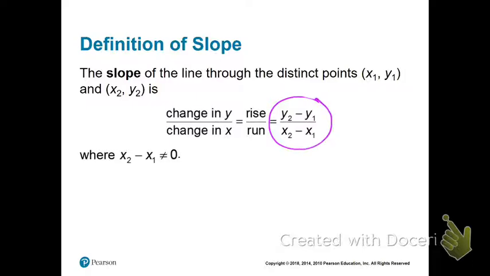So y2 minus y1 divided by x2 minus x1, where x2 minus x1 cannot equal 0. So remember, if you get 0 over some number, that's always equal to 0. But if you get some number divided by 0, that's when it's undefined. So that's why it says that the denominator can't be 0.